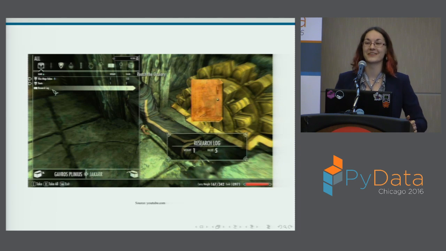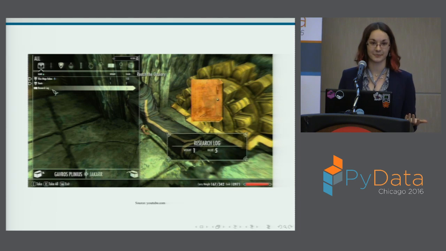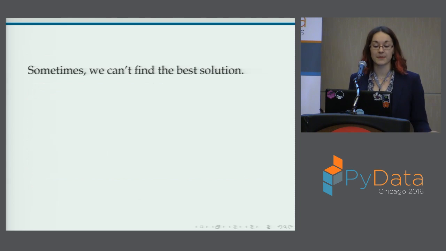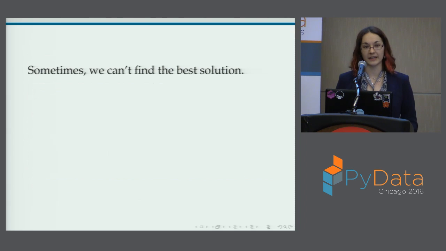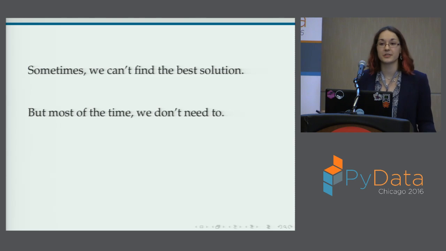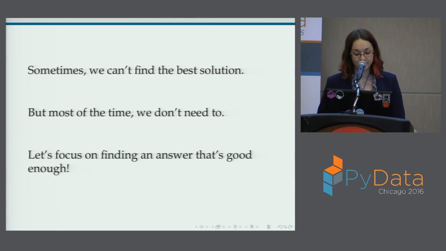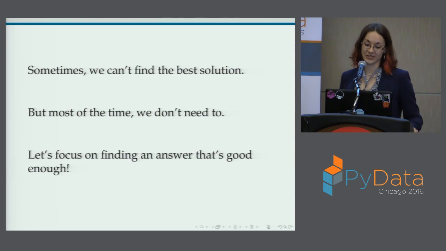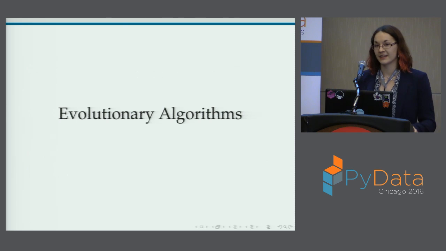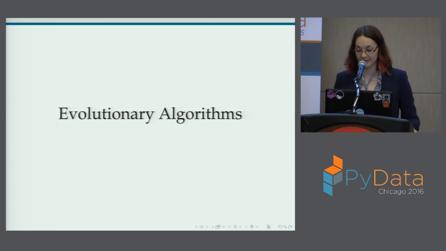So we need to find some way of distinguishing between all these solutions, which we can't possibly enumerate, and find something that's good enough so that we can just pick something and move on. Sometimes we can't find the best solution. There are just too many, and there's no simple way to find the absolute best. But most of the time we don't need to. We just need to find something that's good enough for our purposes. So let's focus on finding an answer that's good enough, and this is where evolutionary algorithms come in.